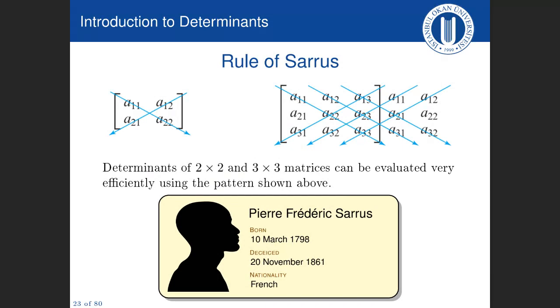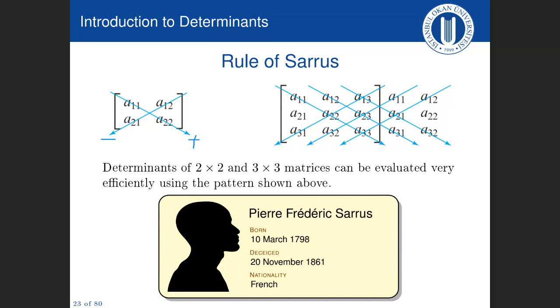Briefly, I want to talk about the rule of Sarrus. This is a shortcut or a different way to calculate the determinant of a 3 by 3 matrix. We know how to do 2 by 2 matrices. We know that we do A11, A22, and we call these plus, and we do A12, A21, and then we subtract them. We could do the same idea for a 3 by 3 matrix.